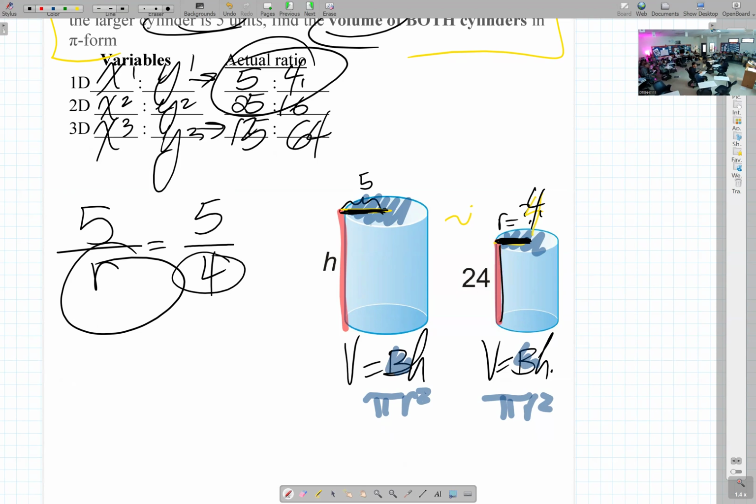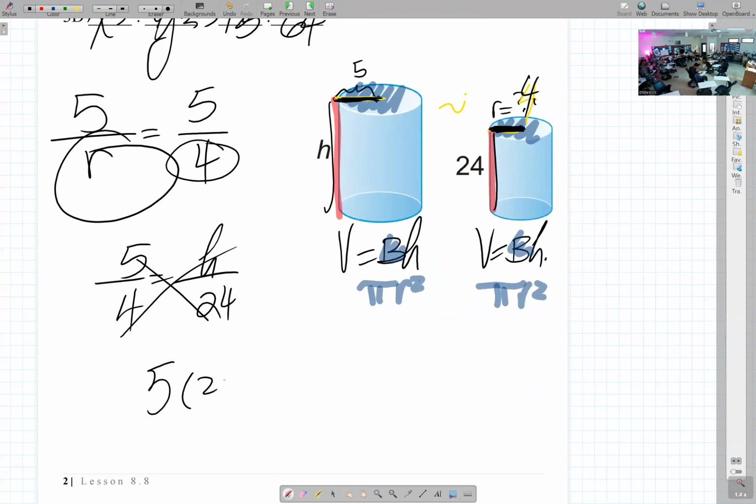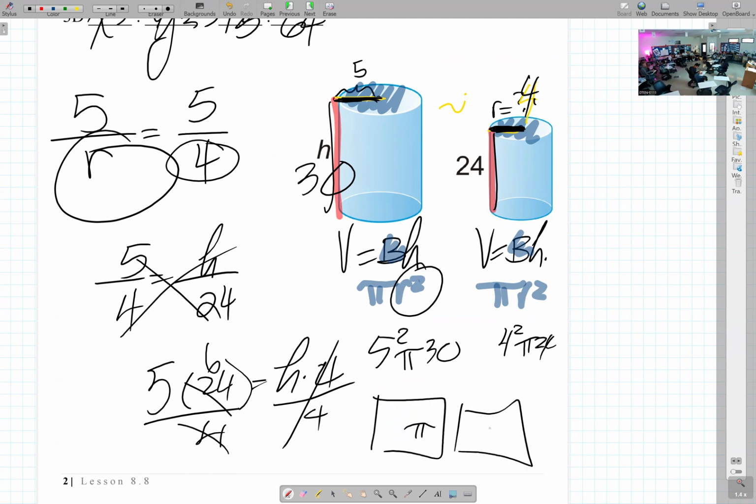All right. For the heights, again, only 1 dimension. So it is still 5 to 4. An unknown height over 24. Cross multiply, solve. Height is 30. You have everything you need. Your radius, 5 squared, pi, 30. Your radius here is 4 squared, pi, your height is 24. Get me both answers in pi form.